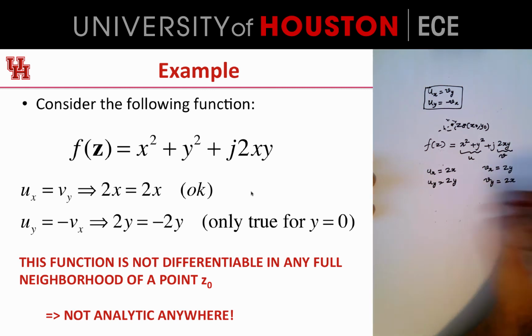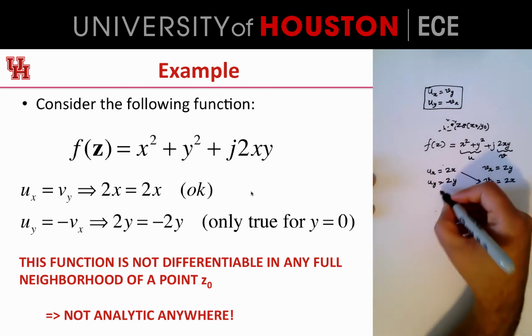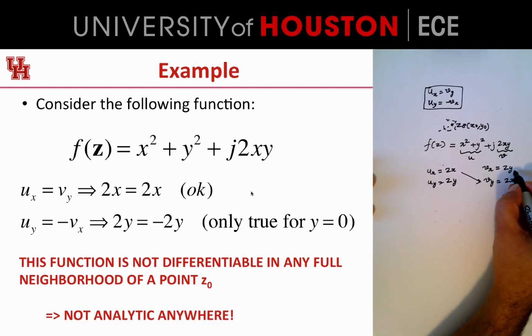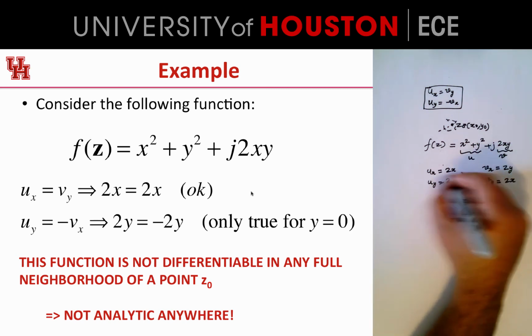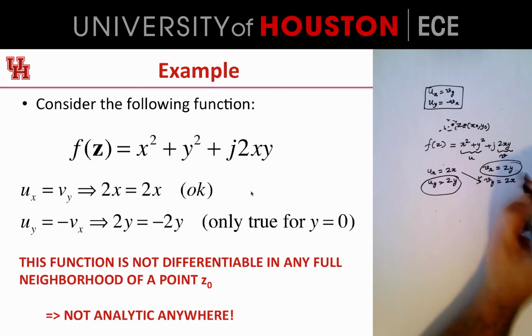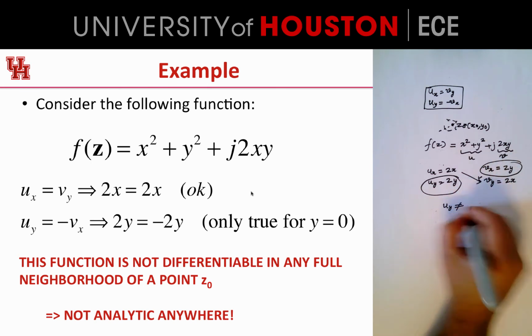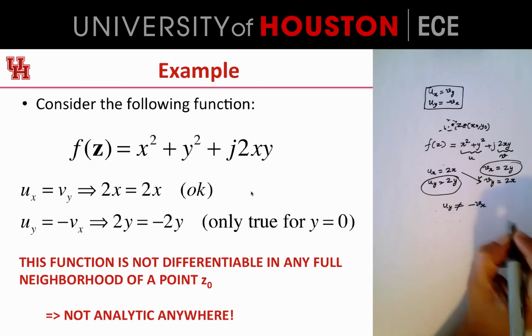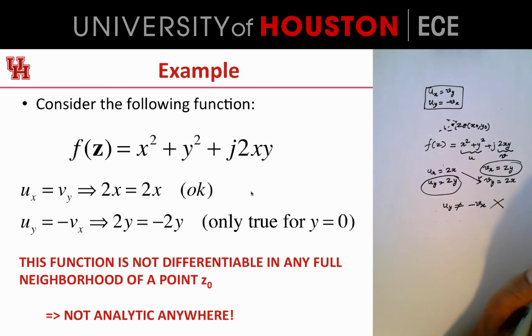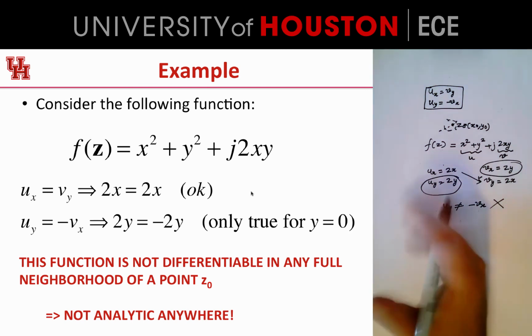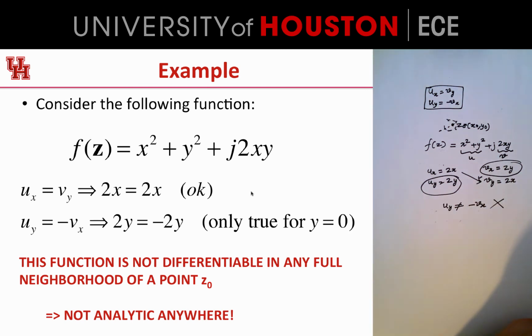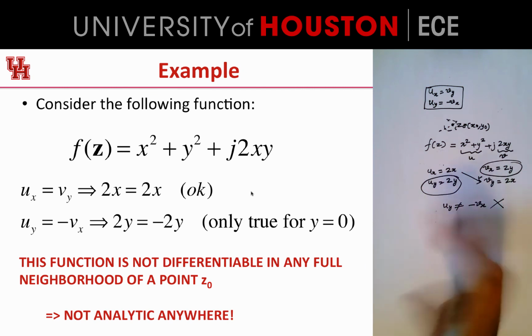So you want to ask the question, is u_x the same as v_y? Bingo, they're the same. Is u_y the same as minus v_x? Nope. So this is okay, but this is not the case, right? So in other words, u_y is not equal to minus v_x, right? So this function is not differentiable in any full neighborhood of a point x naught, y naught. In fact, this function is not analytic anywhere.